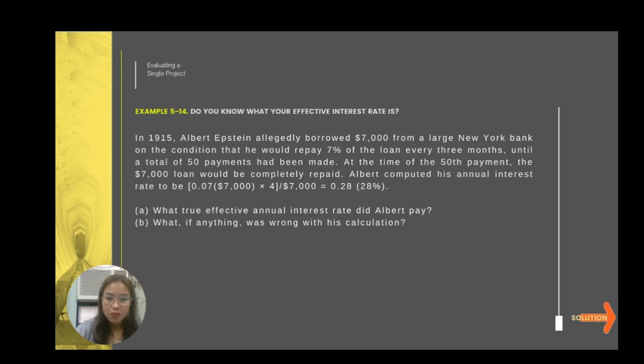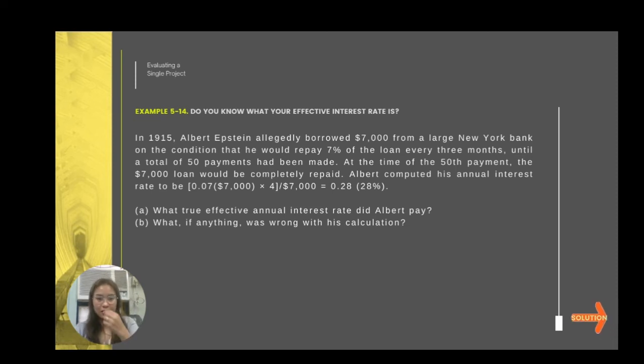Albert computed his annual interest rate to be 0.07, which is 7%. Then 7K is what he borrowed, times 4, since payments are every 3 months. 4 times 3 is 12, that makes a year, over 7K. What true effective annual interest rate did Albert pay? What if anything was wrong with his calculation?